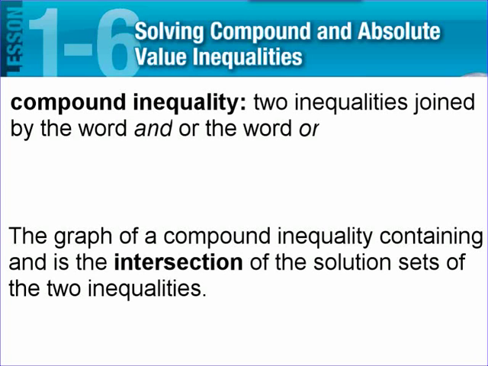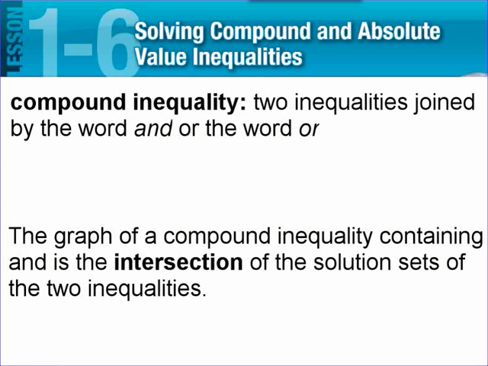We're going to be solving compound and absolute value inequalities. Now this is a takeoff of what we did Friday. First of all, we're going to talk about a compound inequality, and this is taken from your book. A compound inequality is two inequalities that are joined by the word and or the word or. So, two inequalities joined by the word and or the word or.